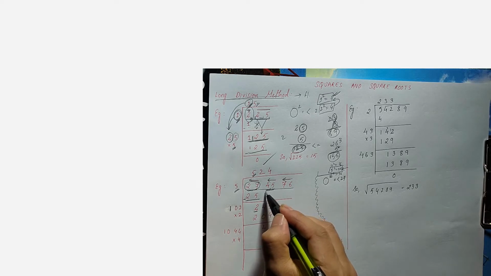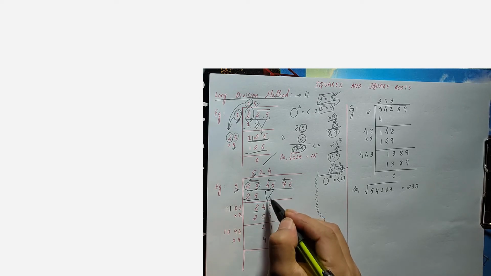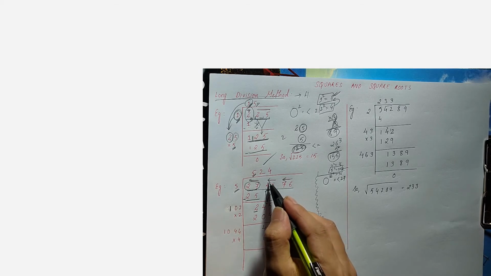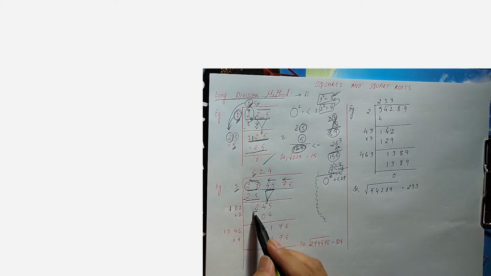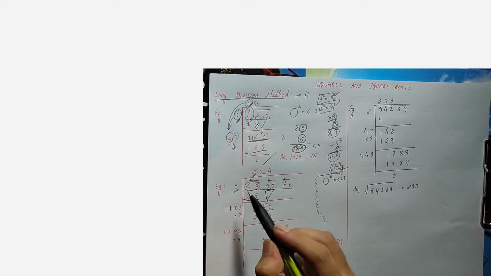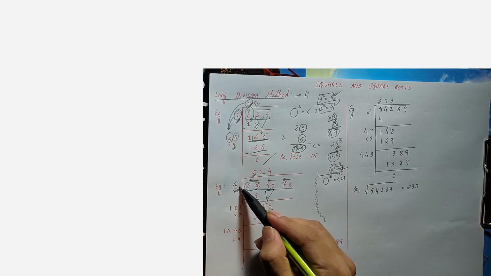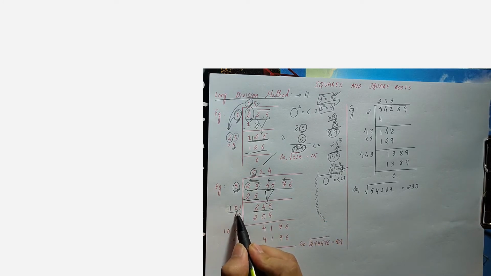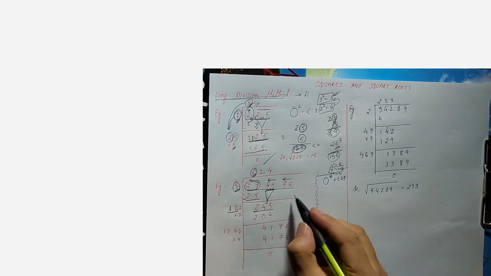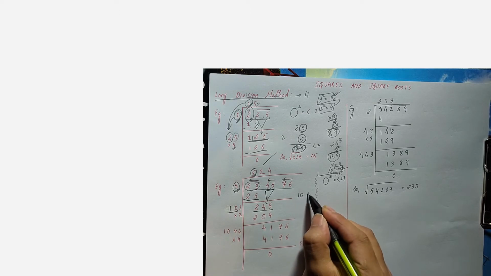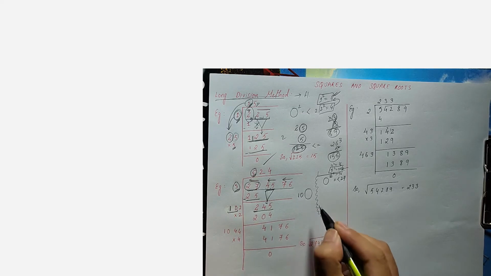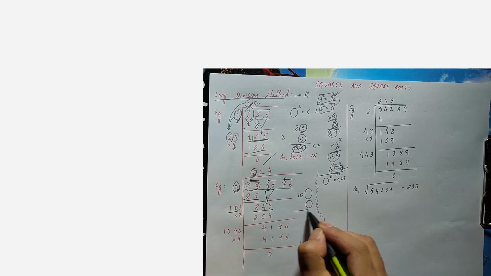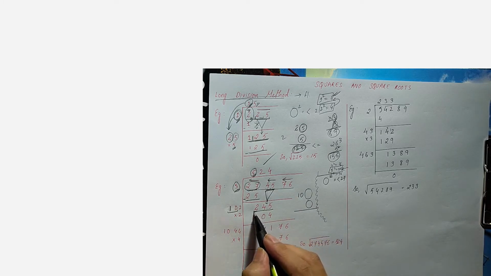The next step is bringing this pair down. Again, please remember not to bring just 4 or 5 but both, because they are one pair now. So it becomes 245. Now our next step is to add 5 plus 5. So 5 plus 5 is 10, so we have 10. Now our job is to find one number here such that when multiplied with the same number it is equal to or less than 245.